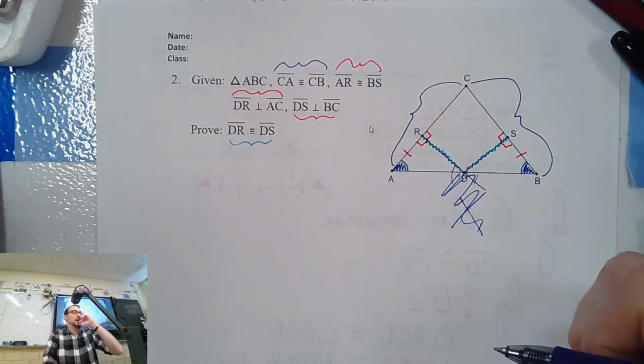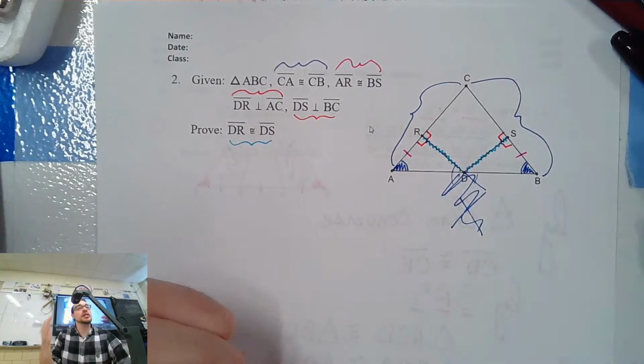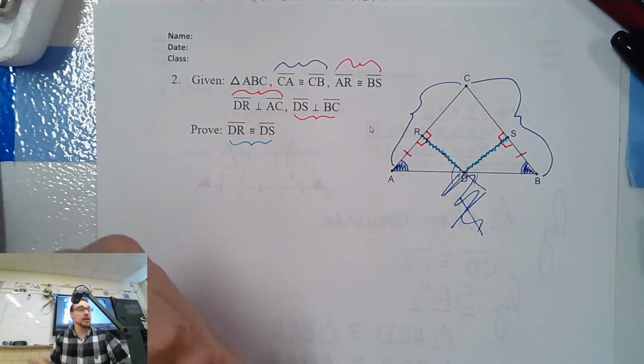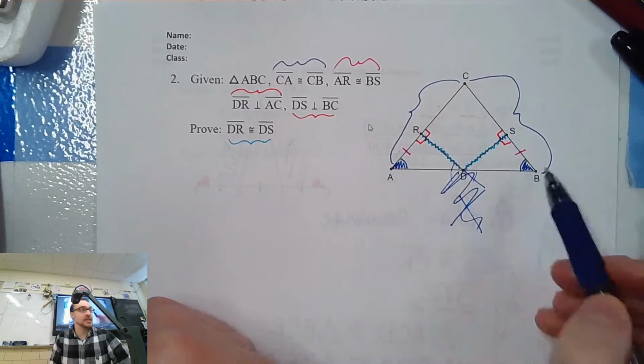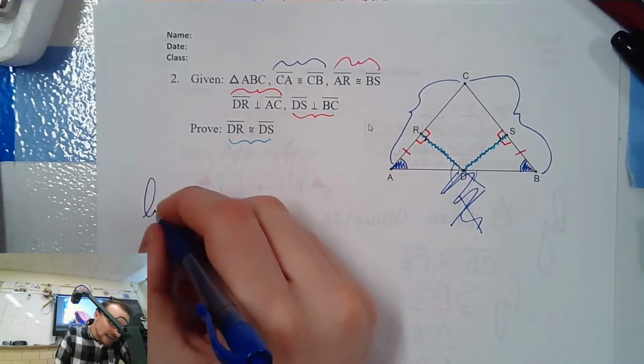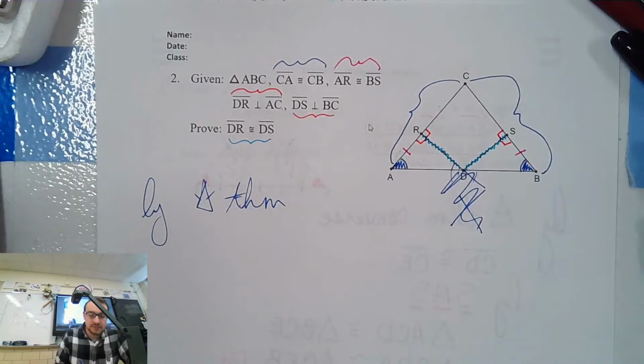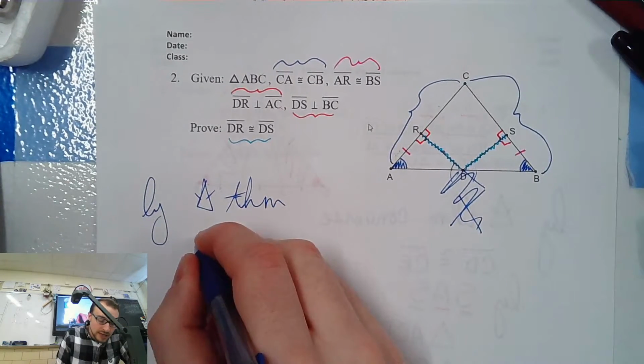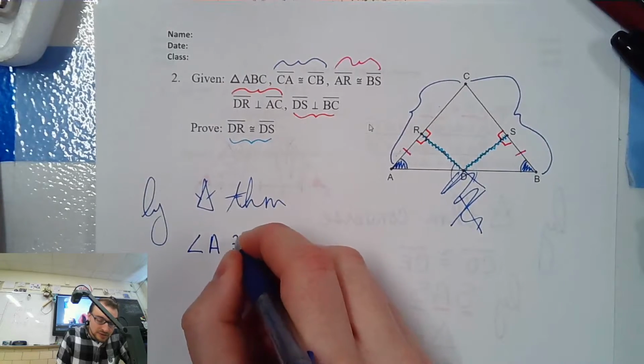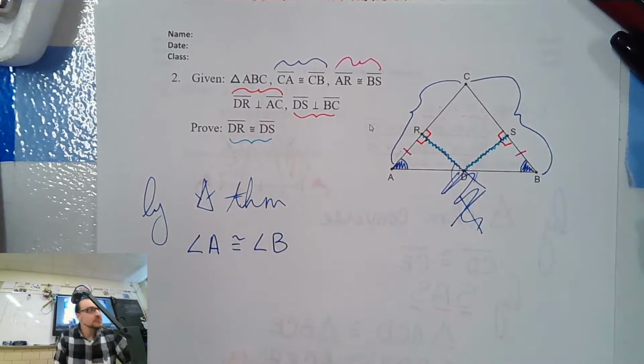It's just the reverse of what we did last time, right? So last time we used the converse, right? This one's the regular theorem, right? If they give you the sides, you can get the angles, right? So by isosceles triangle theorem, we know angle A is congruent to angle B. Yay!